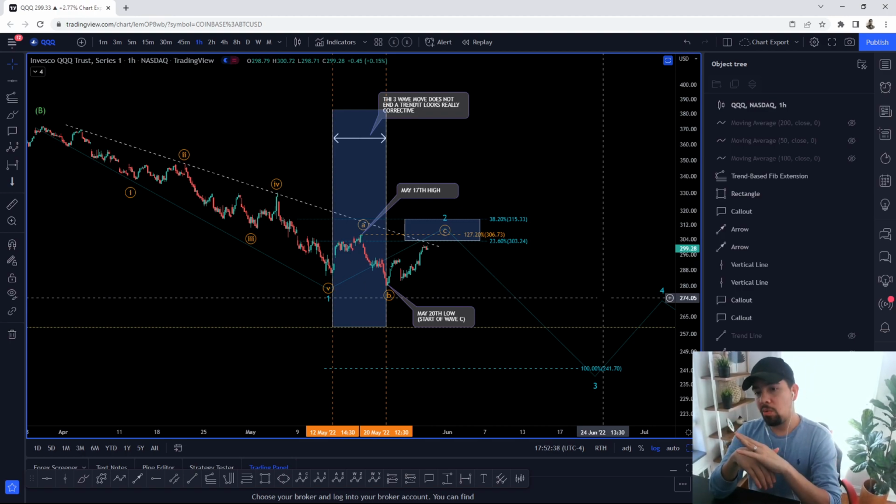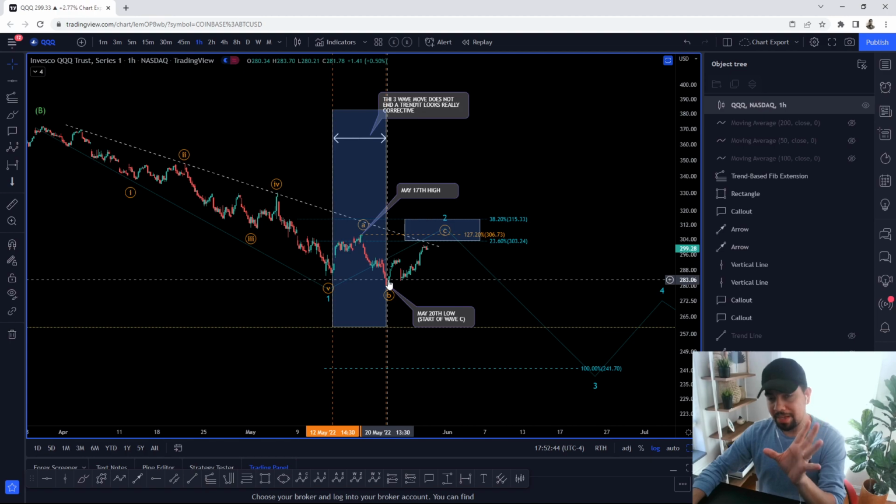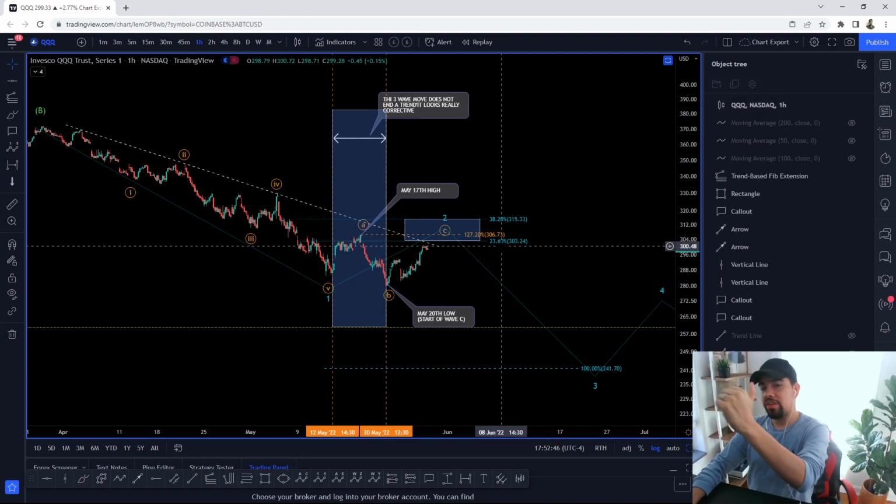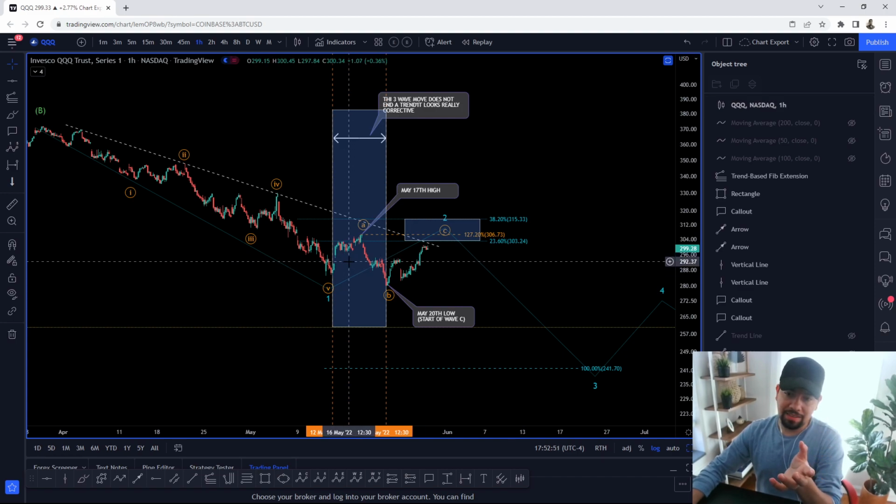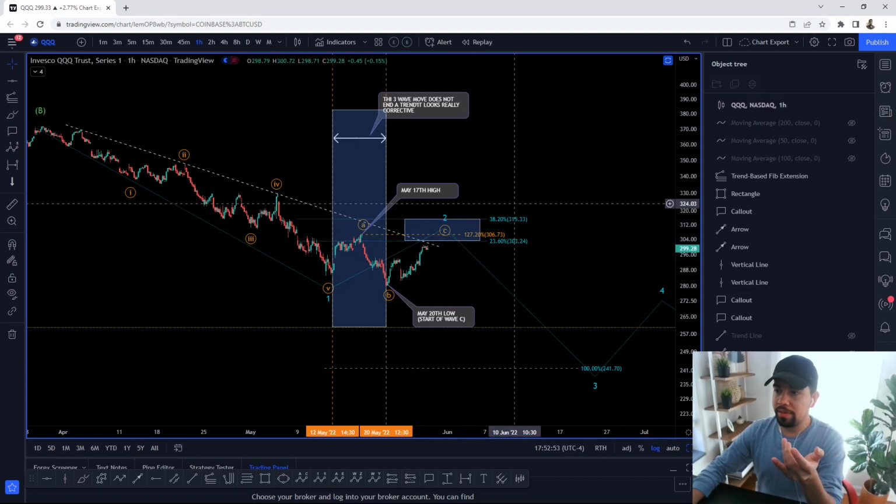Call me crazy, as I mentioned, but likely we're going to see more downside in this market in the foreseeable future. Now, I will work on an alternate count where maybe, just maybe, May 20th was our low and we're now gearing up for the next leg higher, which I doubt, because I just can't see that happening at this point.